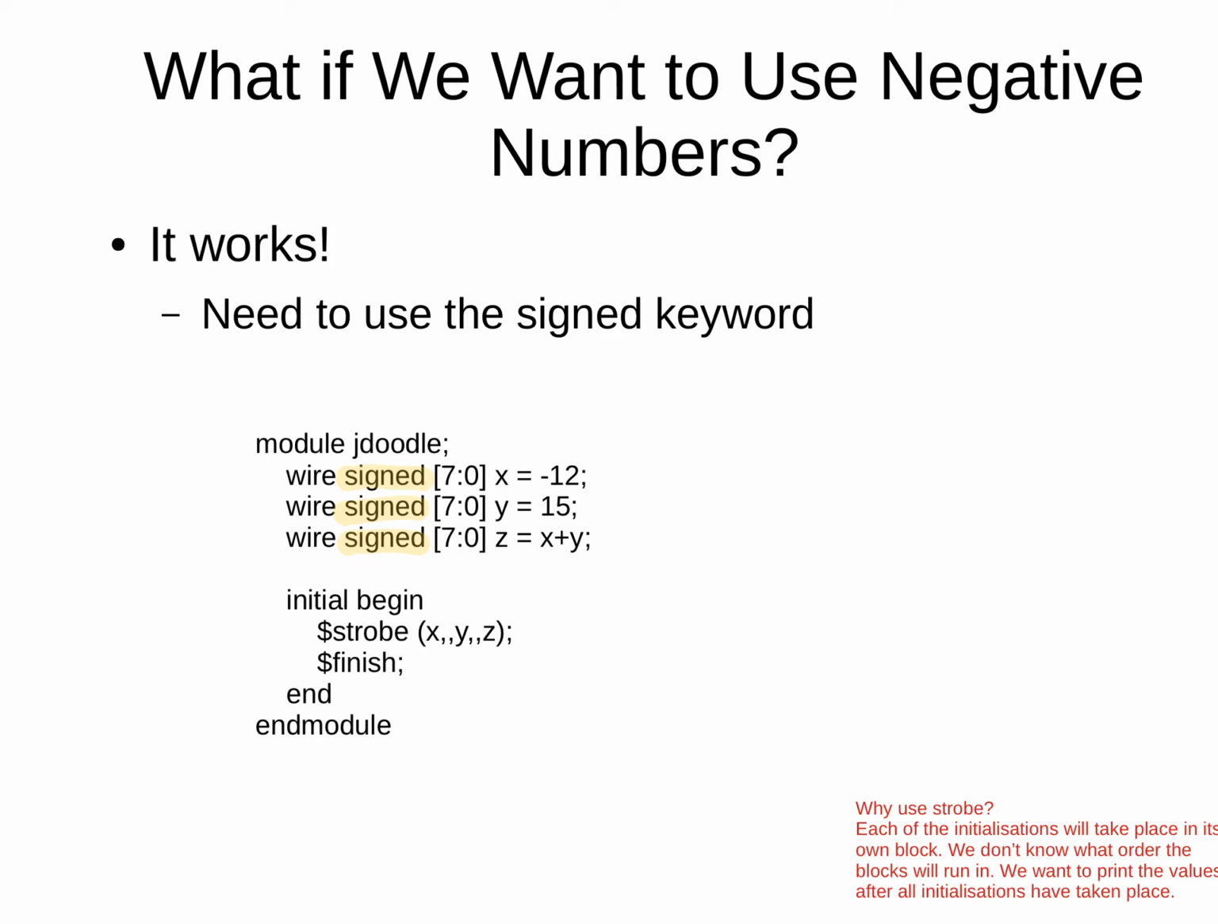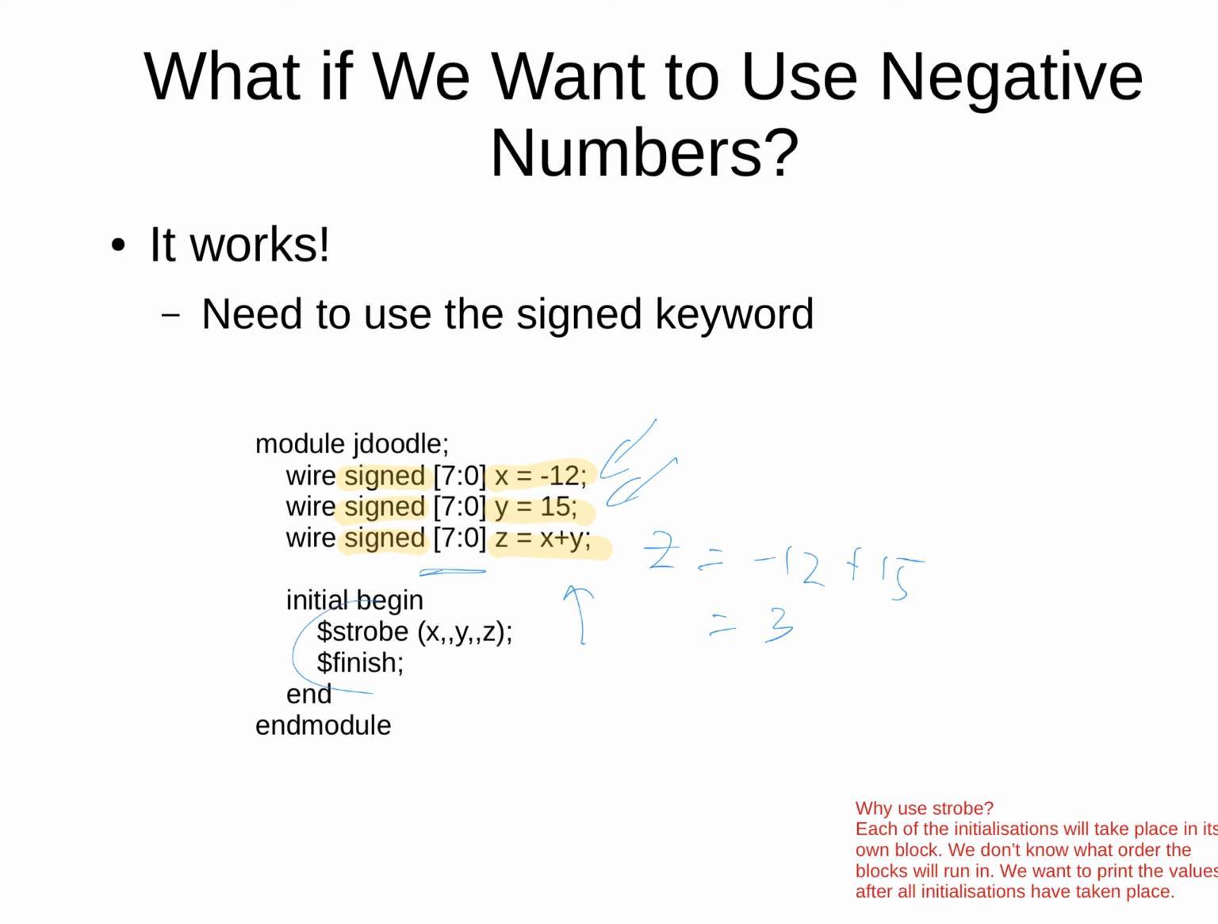But here, if x equals negative 12 and y equals 15, then z equals x plus y, we expect z will be equal to minus 12 plus 15, which is equal to 3. Irrespective of how these three numbers are being represented in binary, we expect that z is going to represent the number 3.